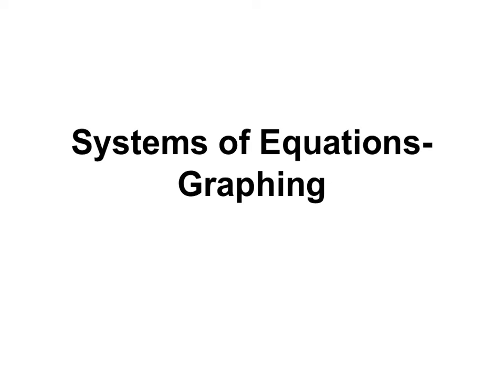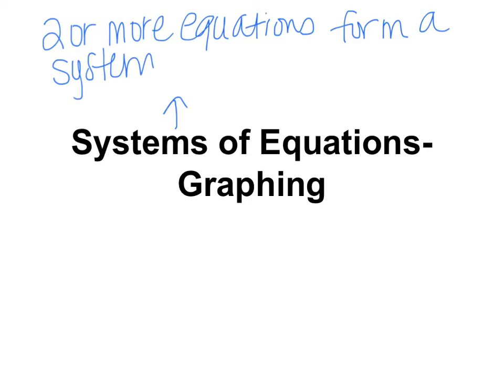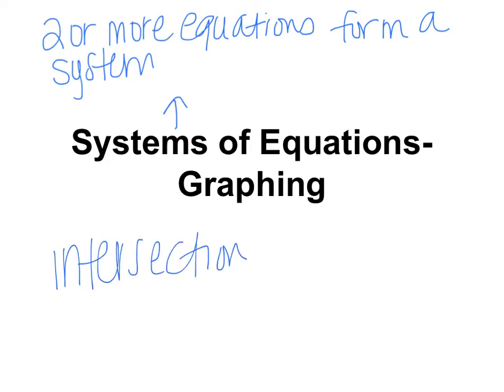Today we're doing systems of equations, and we're going to solve by graphing. So remember, we have already solved systems of equations by substitution. Remember, this is going to be two or more equations, and they form a system. So what we're going to be looking for is an intersection. So where do they cross?